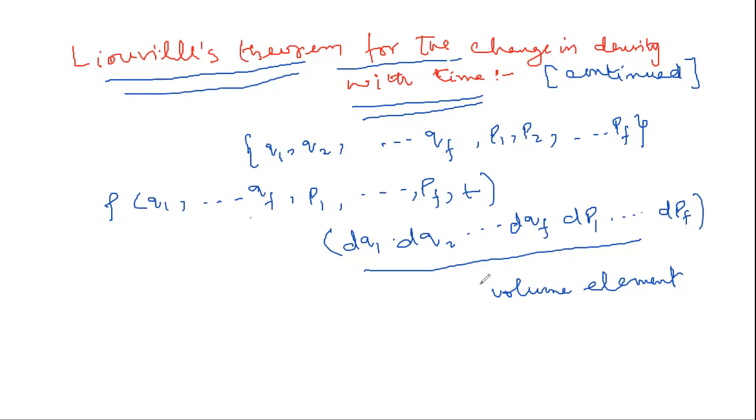Then we said that every system in the ensemble, because an ensemble is a collection of systems, moves in time according to its classical equations of motion, which are Hamilton's equations of motion. What are those equations? Let me write them. Those equations are q_i dot is equal to dou H by dou p_i, and p_i dot is equal to minus dou H by dou q_i.